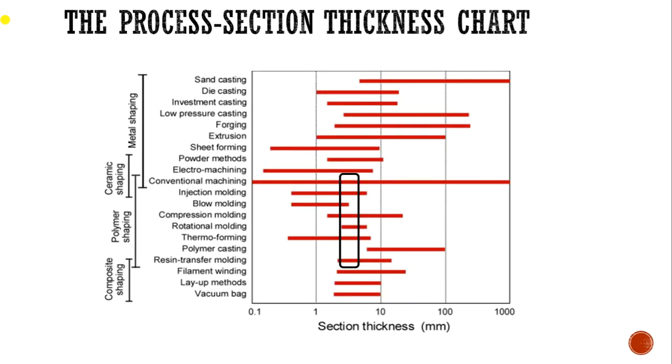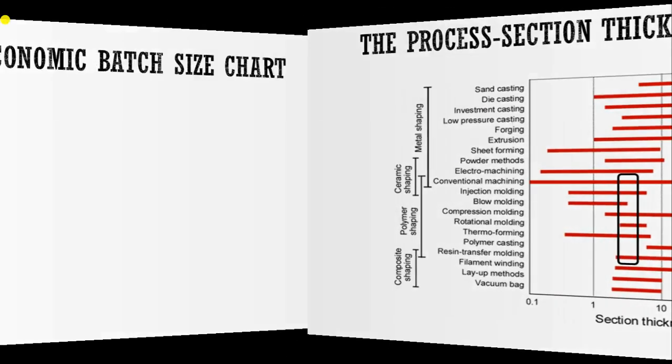Next, the process section thickness chart. As we can see, the suitable processes that can be used for a car bumper will be conventional machining, injection molding, compression molding, rotational molding, thermoforming, and also resin transfer molding.